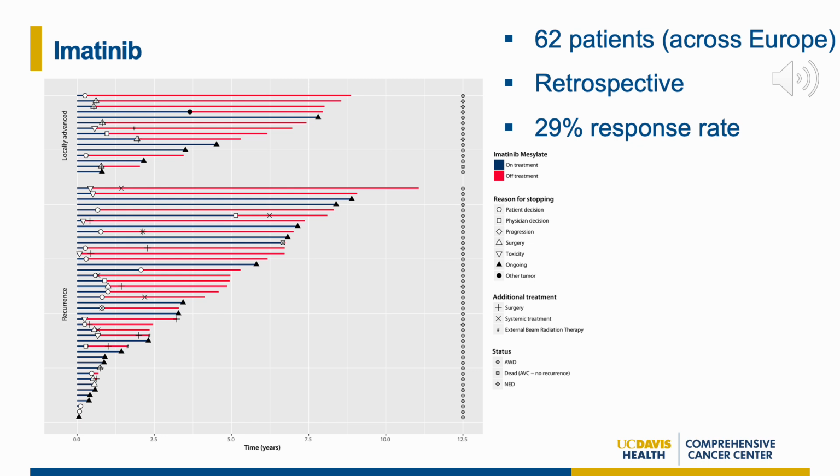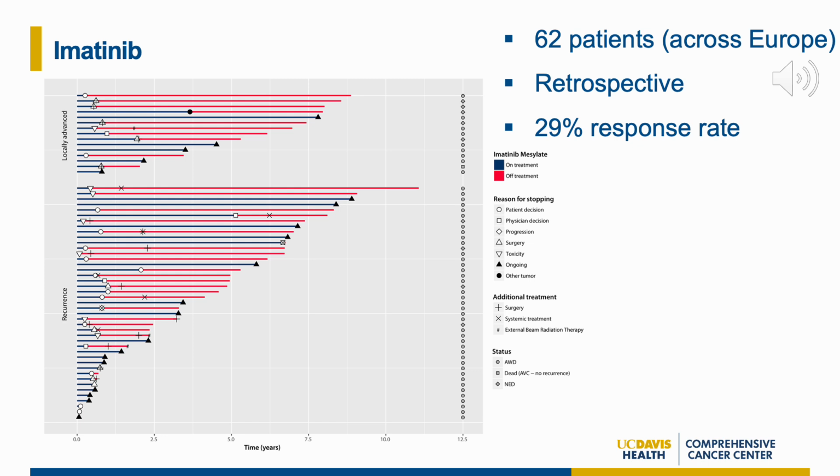And so this is called a swimmer's plot, right? It's a little bit busy. I don't know if you can see my pointer here. Yeah, it's a little bit busy, but basically each one of these lines is a patient, right? And the blue means that they were on imatinib and the red means they're off imatinib, right?